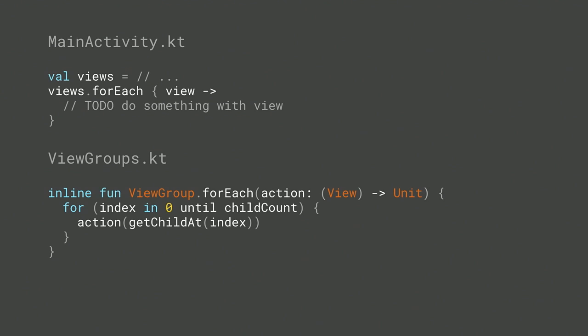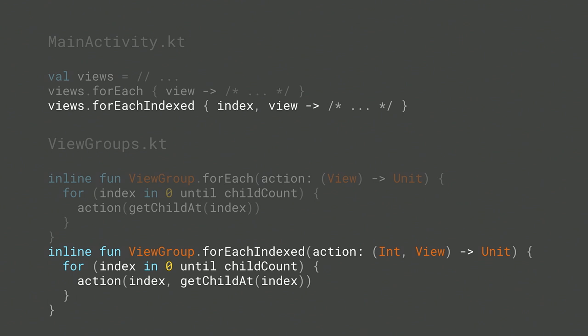So one thing that you might have missed is we actually lost the ability to know what index of child we're looking at. But that's easily solved with a second extension method that allows the index to be passed in. And again, as an inline function, we have no additional overhead here.